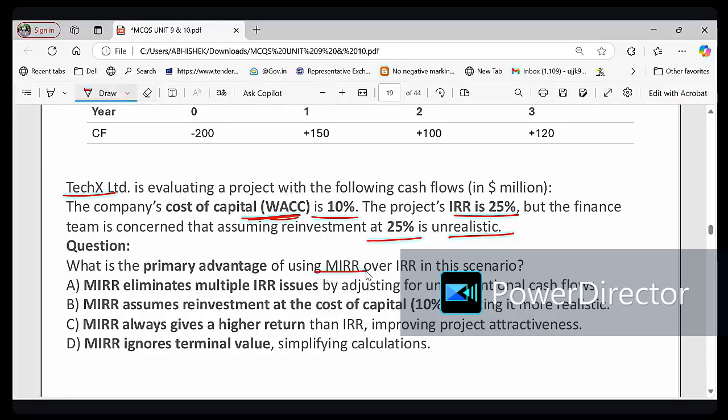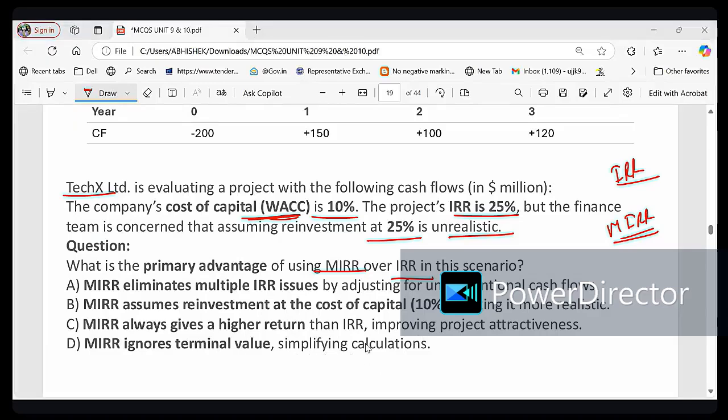This is called modified internal rate of return, MIRR. One is IRR, internal rate of return, and the other is MIRR, which is called modified internal rate of return. Option A says that MIRR eliminates the multiple IRR issue by adjusting for unconventional cash flow. Option B, MIRR assumes reinvestment at the cost of capital, making it more realistic. Option C, MIRR always gives a higher return than IRR. And option D, MIRR ignores the terminal value, simplifying the calculation, right?